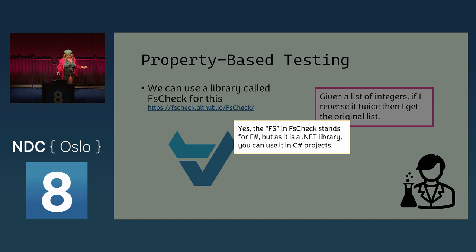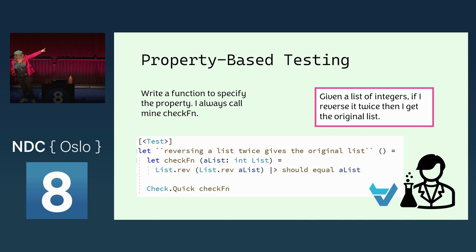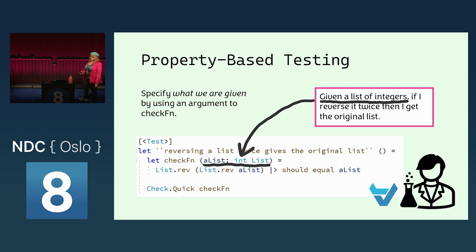What does a test in FsCheck look like? Looks something like this. Neat, huh? I think so, but let's just go through it. First of all, I write a function that specifies the property. I always call this check function because I'm an incredibly creative individual. Next, I specify what we're given as an argument to the check function. I'm given a list of integers, so the argument to my check function is a list of integers.